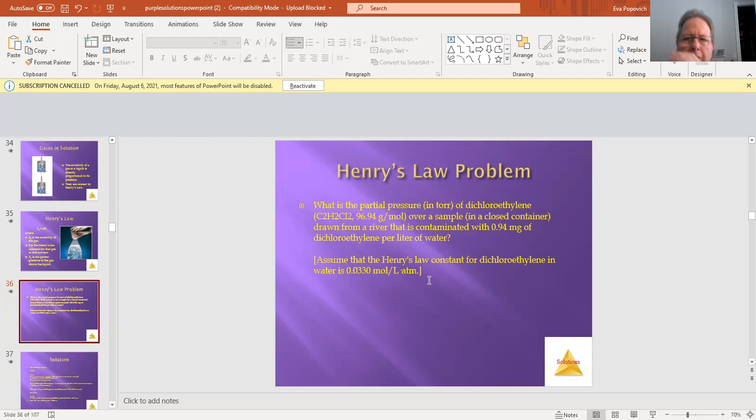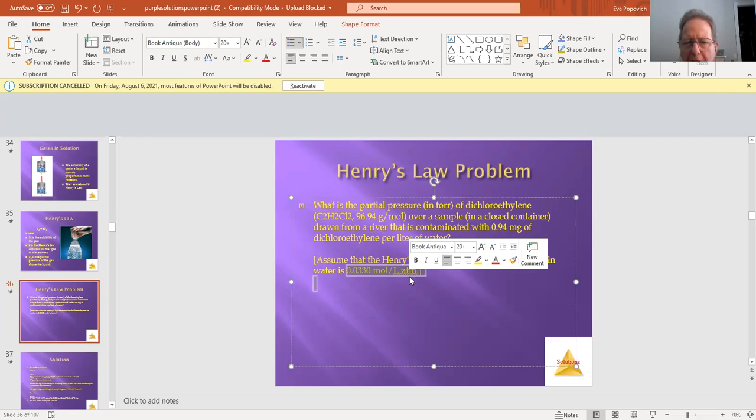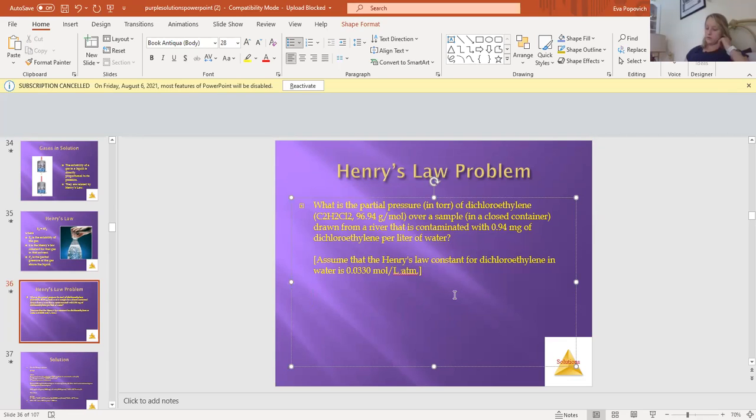But look, Jordan, what's the label of Henry's law? Read it back to me, the label of it. Like you want the equation? No, I want to know what the label is after the 0.0330. Oh, moles over liters times atmosphere. So if I have milligrams, am I going to be able to cancel moles? No. So what do you have to do? Convert it to moles.